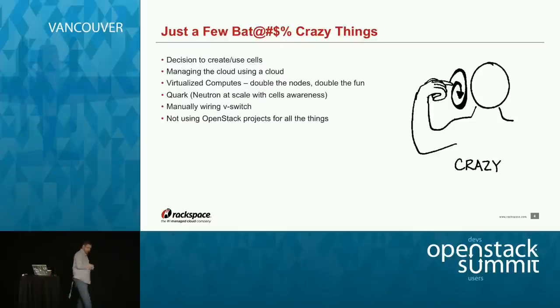So we're going to talk today about the decision to use cells, how we run our control plane on an OpenStack cloud, the fact that we run our computes as a virtualized node on the hypervisor, how we made Neutron work for us, the fact that we manually wire up the vSwitch for all of our instances. I say manually, but on each host we wire them up. And ultimately that we've made the decision to not necessarily find an OpenStack project for everything we're doing. So we'll talk a little bit about all those things.